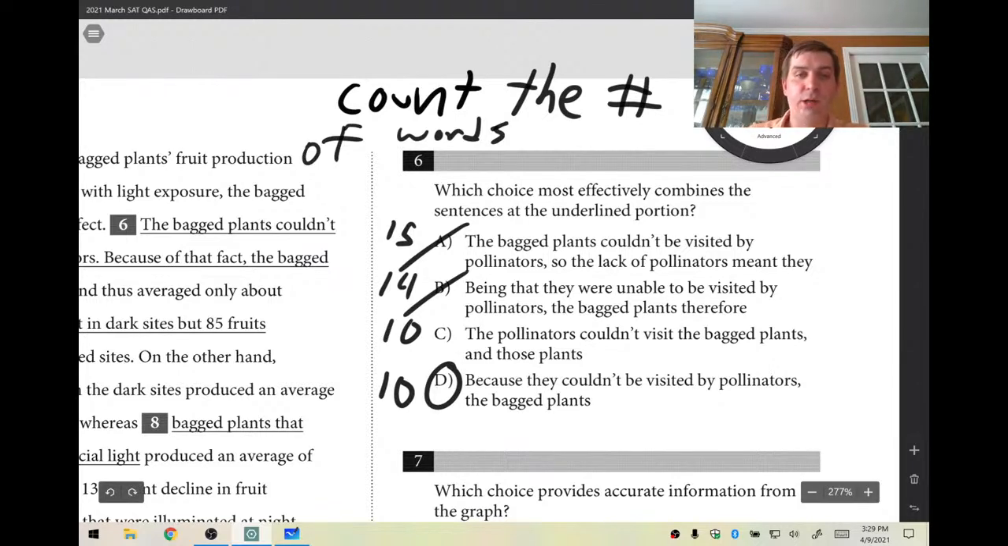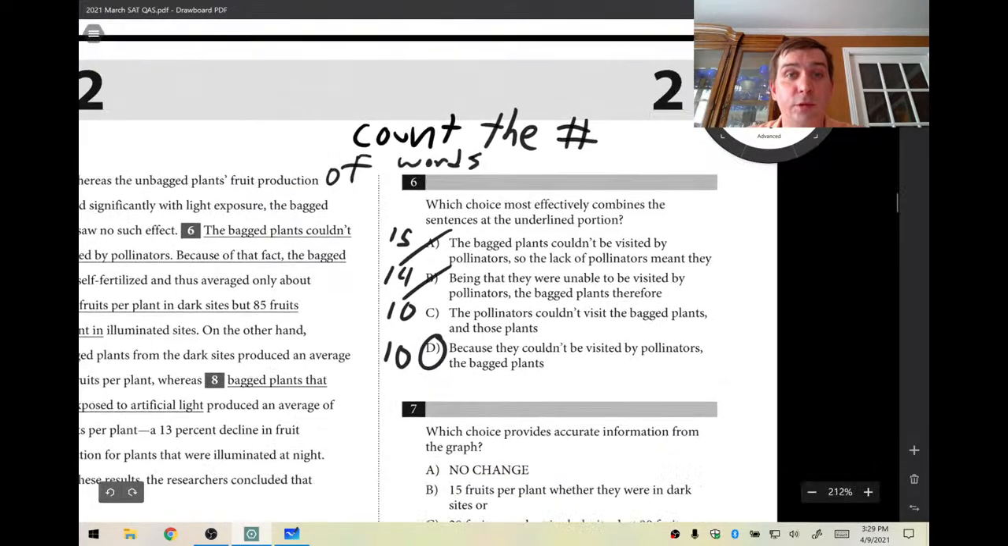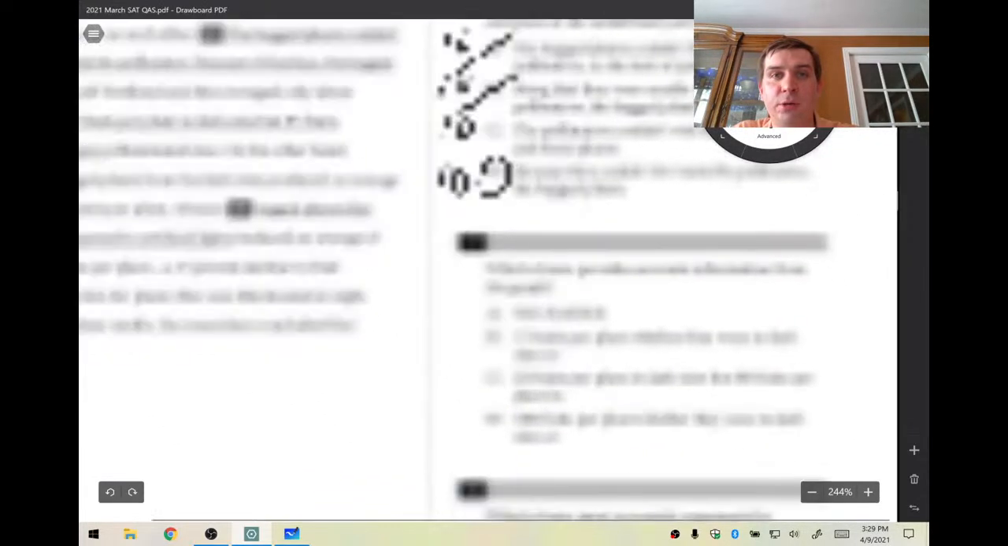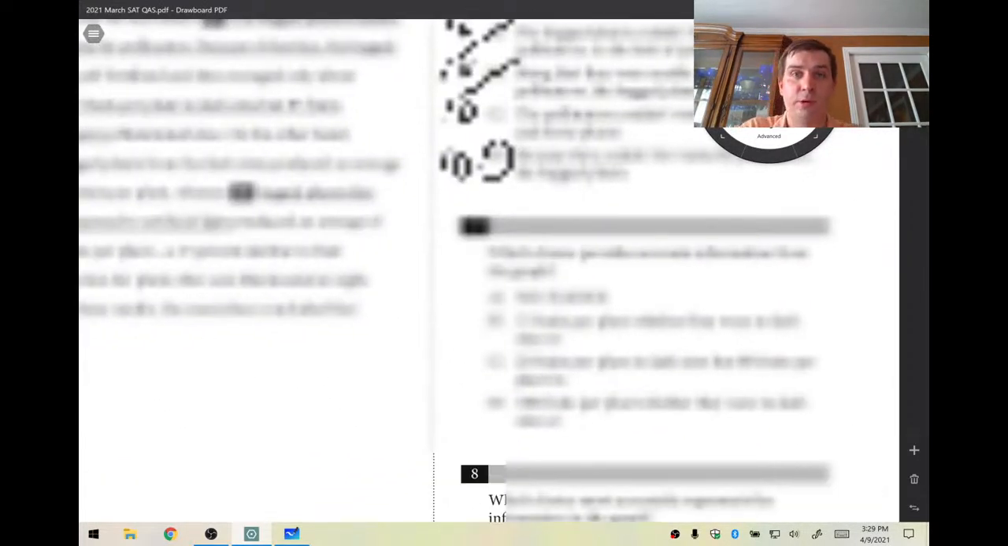This is the most logical way of phrasing the sentence and combining them. Because they couldn't be visited by pollinators, the bagged plants self-fertilized and thus averaged only about 15 fruits per plant. So remember to count the words on the SAT. It should be helpful for you. Just another strategy for your arsenal.